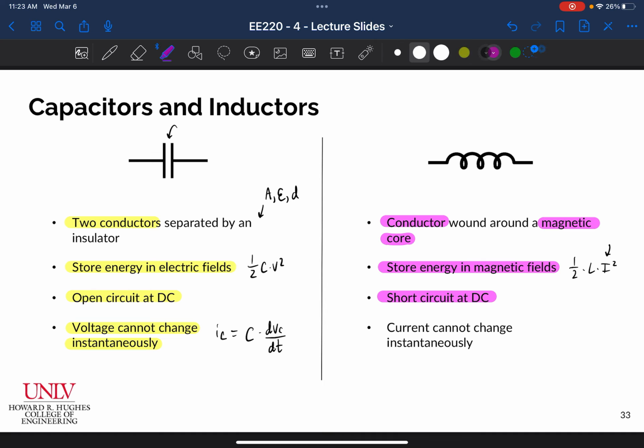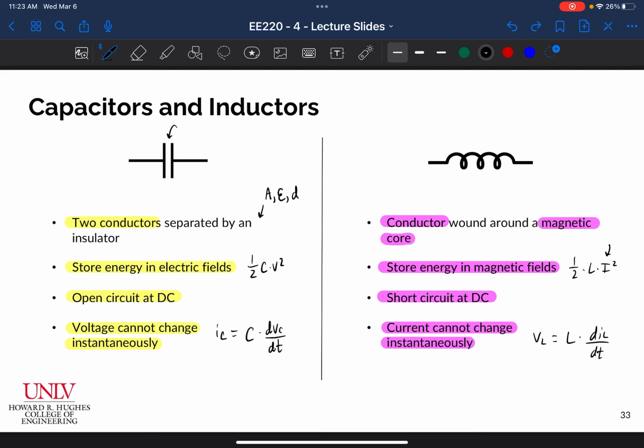And finally, current through an inductor cannot change instantaneously. That is because our voltage is L diL/dt, and dt would have to go to 0 in order for our current to change instantaneously. That would result in infinite voltage, which we know is not realizable in real life, so that is not practical. And that is about it. I have compared and contrasted the capacitors and the inductors. I think this is a good review slide.